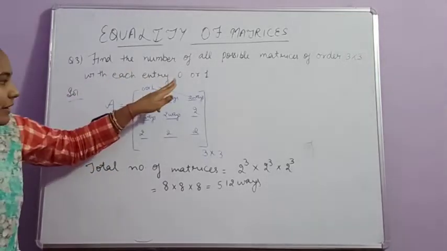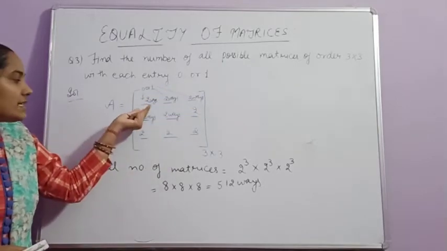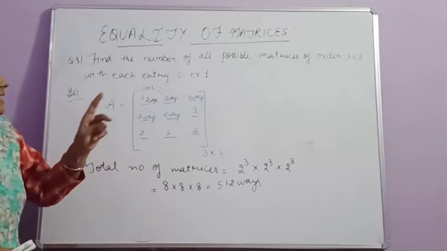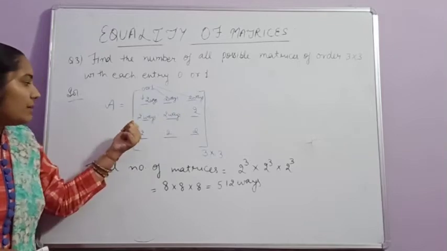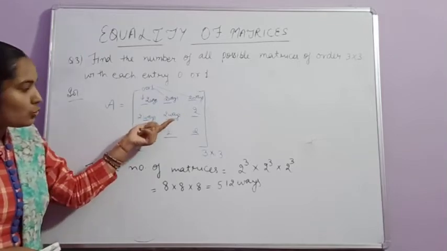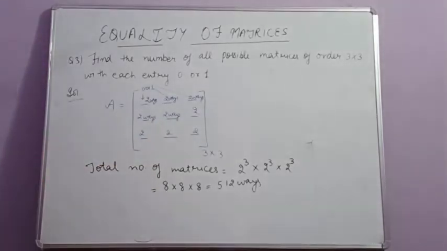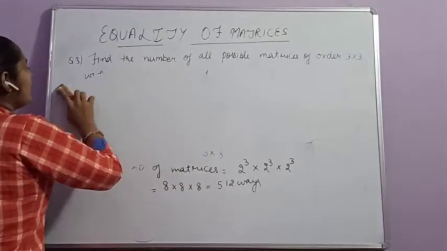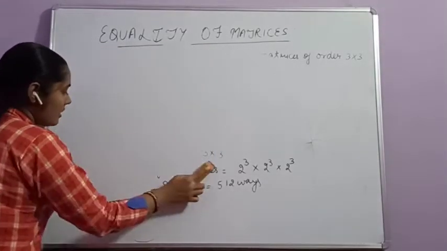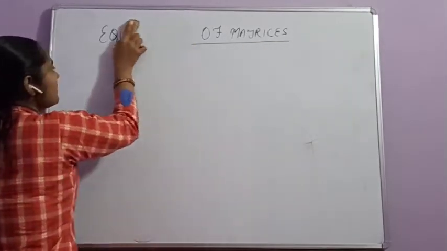Firstly, we know that the entries are 0 or 1, and 0 or 1 can be repeated. It means the first element has two ways to fill it. Similarly, the second element also has two ways, either 0 or 1. Similarly, a21, a22, a23, a31, a32 and a33, all elements have two ways to be filled. So the total number of matrices will be 512 matrices. Clear? Now the next topic is addition of matrices. How we can add matrices or how we can subtract matrices.